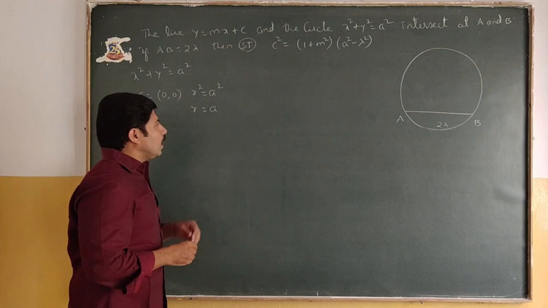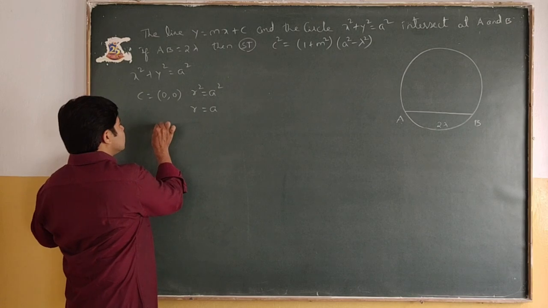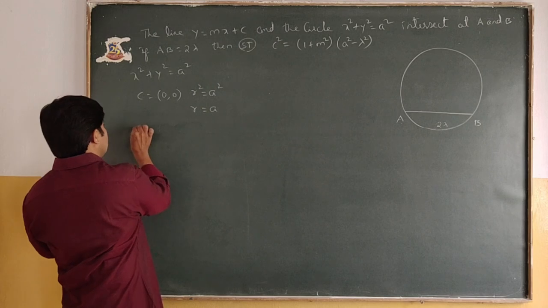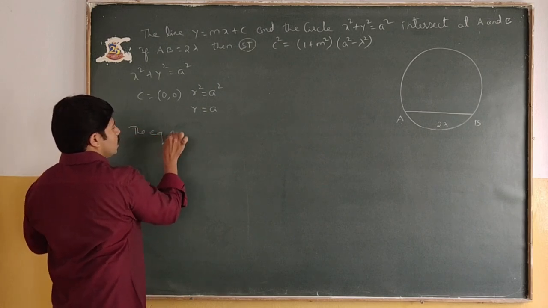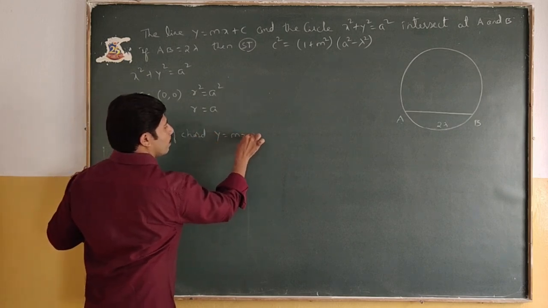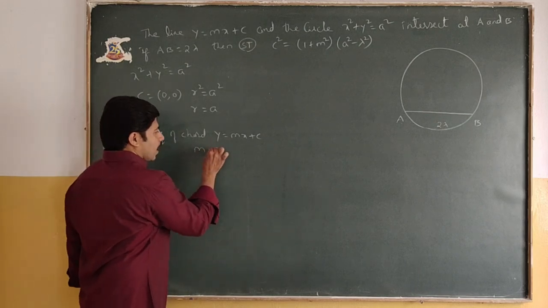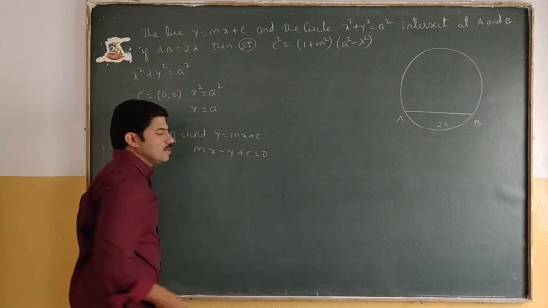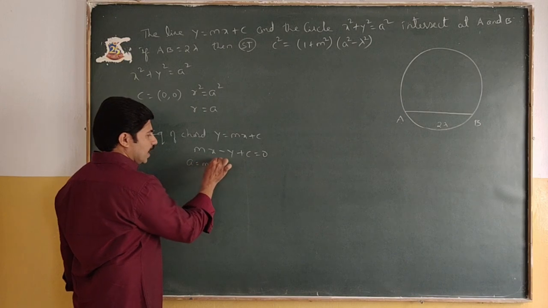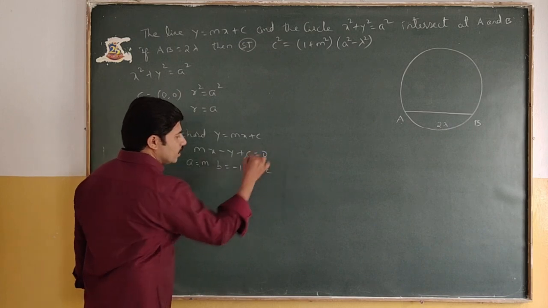We have the radius, and now we find D. D is the perpendicular distance from the center to the chord. Before finding D, we write the equation of the chord: y = mx + c. Rewriting, mx − y + c = 0. So from the equation, the a value is m, the b value is −1 and the c value is c.